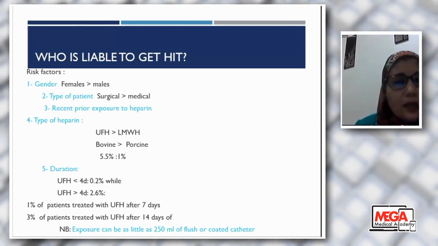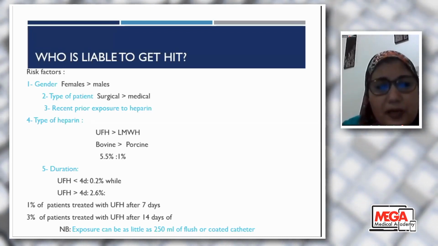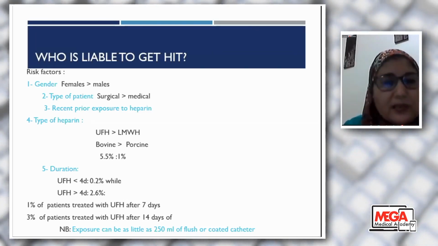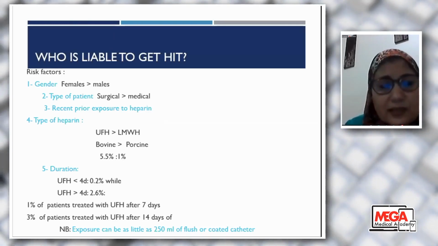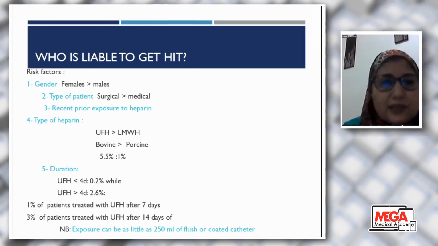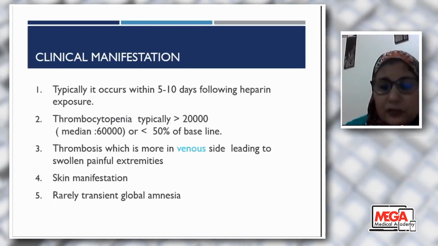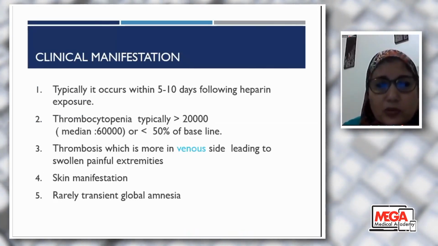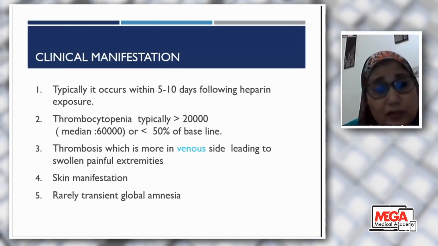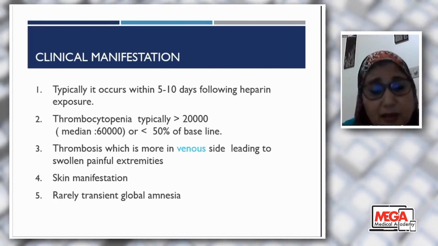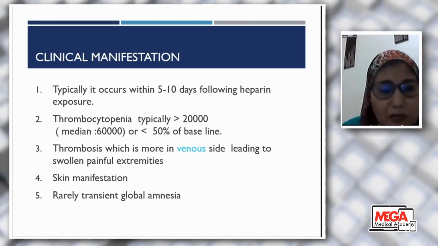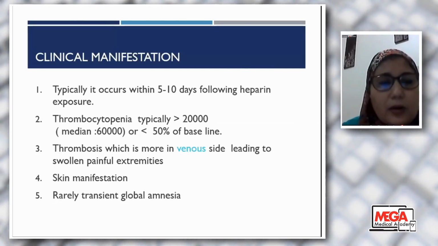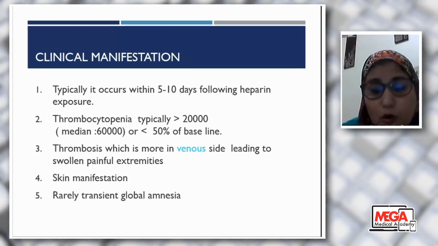Okay, so it's the heparin. In case of less than 4 days, it's 0.2%, while with more than 4 days, the incidence was 2.6%. Clinical manifestation: typically the drop in the platelet count is one criterion. Number 2, evidence of thrombosis, which can occur on the venous side or the arterial side. When it occurs on the venous side, it leads to limb gangrene. Also, there will be a skin manifestation I will mention now. Also, the patient may present with transient global amnesia.